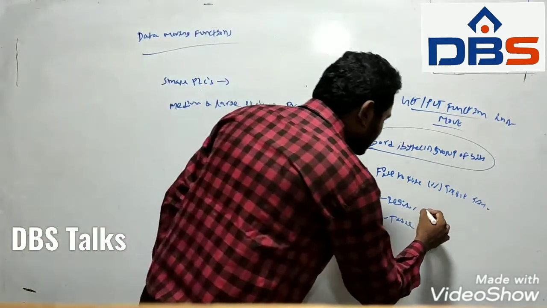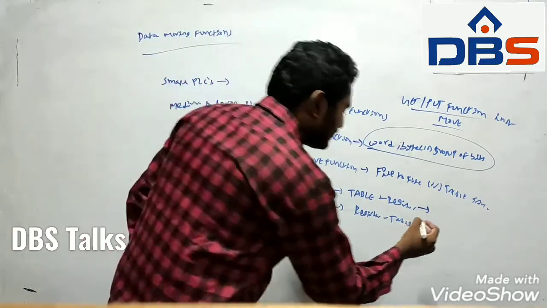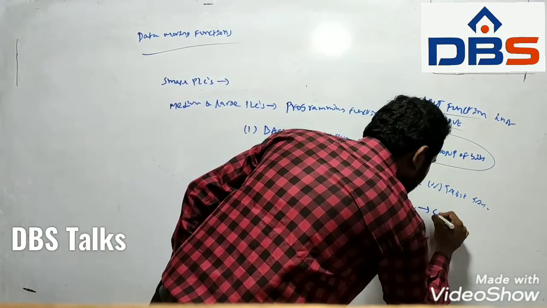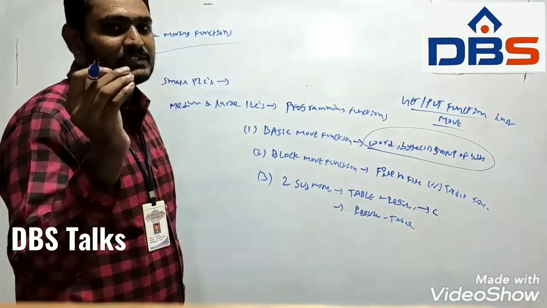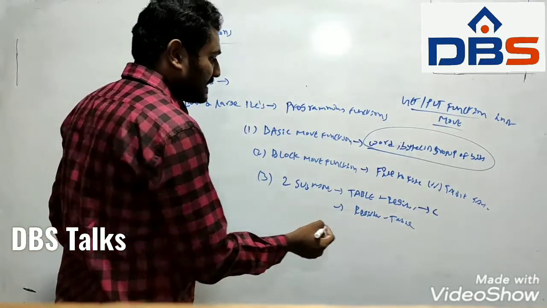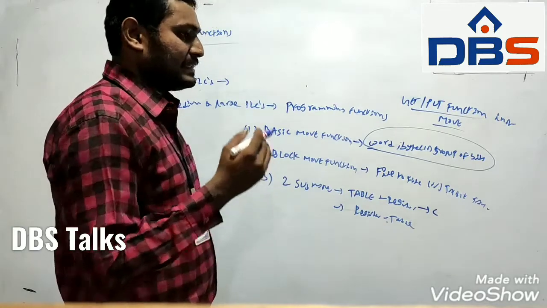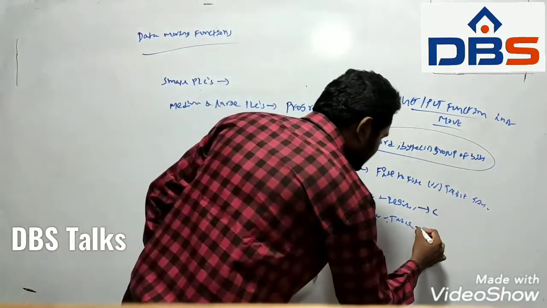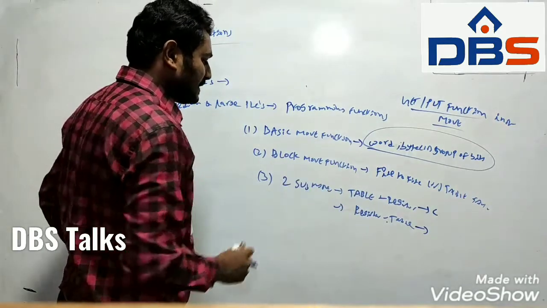In this table to register type, the data is sequentially transferred from the consecutive registers to the single register. That means here I am transferring data from consecutive type of registers to one single register. So that is table to register type, and coming to register to table type, in this one, a single register transfers data to consecutive type of registers. So these are the two subtypes.